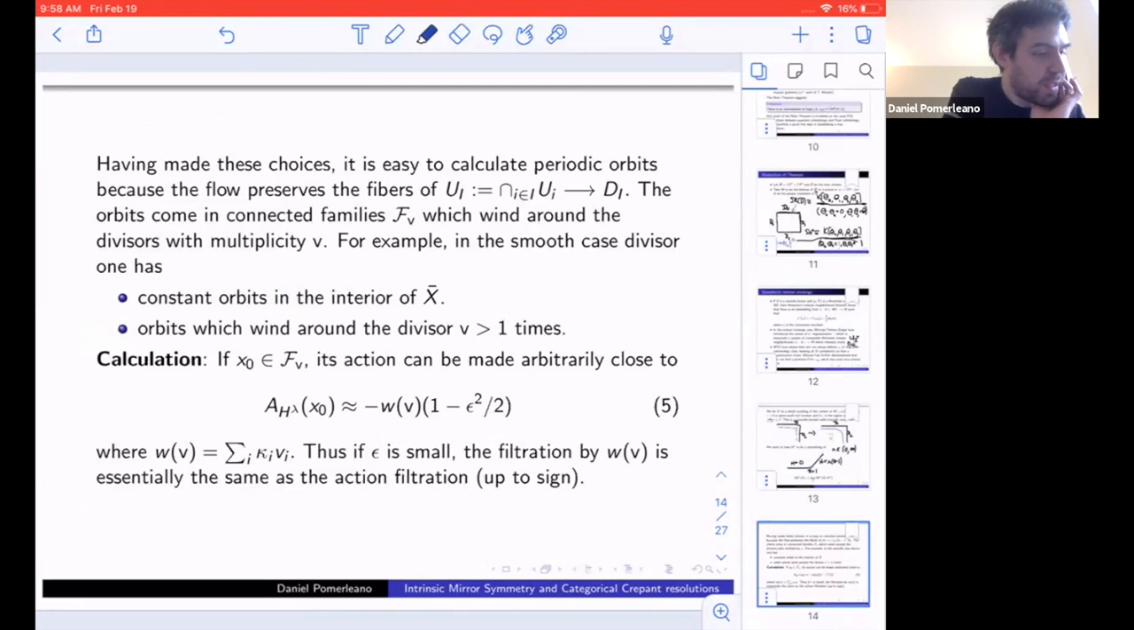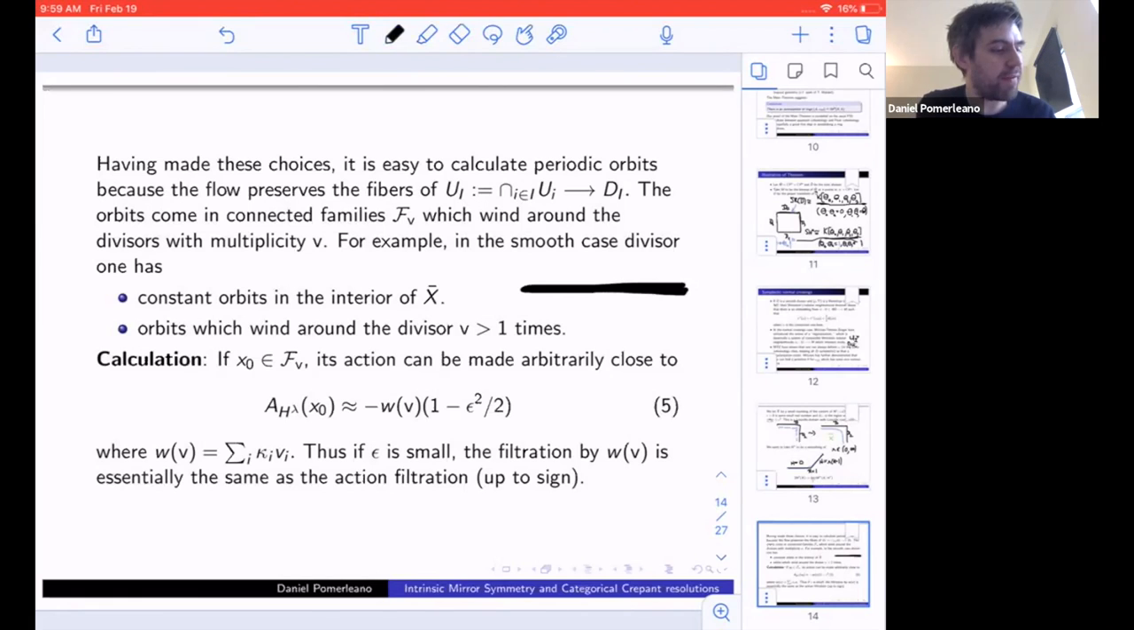The periodic orbits of these H_lambdas are actually pretty easy to calculate if you make all these specific choices. So for example, in the case of a smooth divisor, you have a single component D. Before perturbing to make things non-degenerate, the Reeb flow is basically like a circle action in the fibers of a circle bundle over the divisor D.